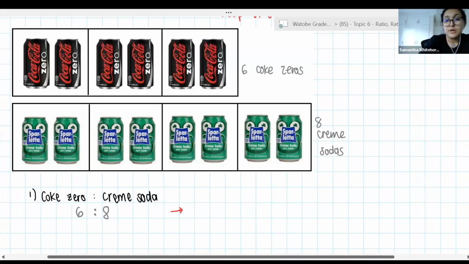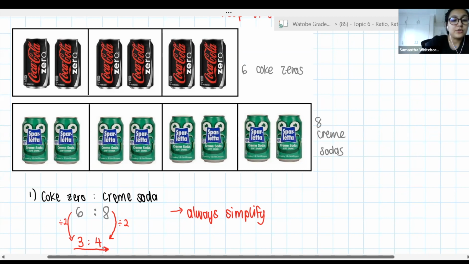Whenever we are working with ratios, similarly to when we work with fractions, we always want to simplify our answer. If it isn't simplified, you will not get full marks. And we simplify it in very much the same way as we do with fractions. I need to figure out what I can divide both of these values by. I know I can divide 6 by 2 and 8 by 2, and that gives me 3 is to 4. It gives me a simplified ratio, but it still represents exactly the same thing.